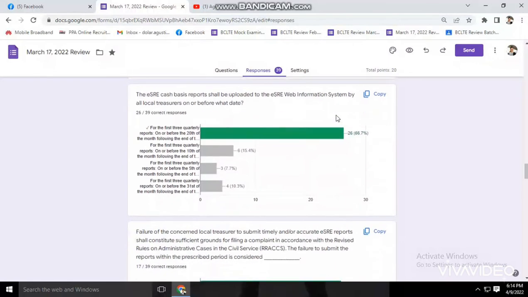Another question. The ESRE, or the Electronic Statement of Receipts and Expenditures Cash Basis Report, shall be uploaded to the ESRE Web Information System by all local treasurers on what particular date? Majority answers, 26 of them, answer that for the first three quarterly reports, it is on or before the 20th of the month following the end of each of the quarter.